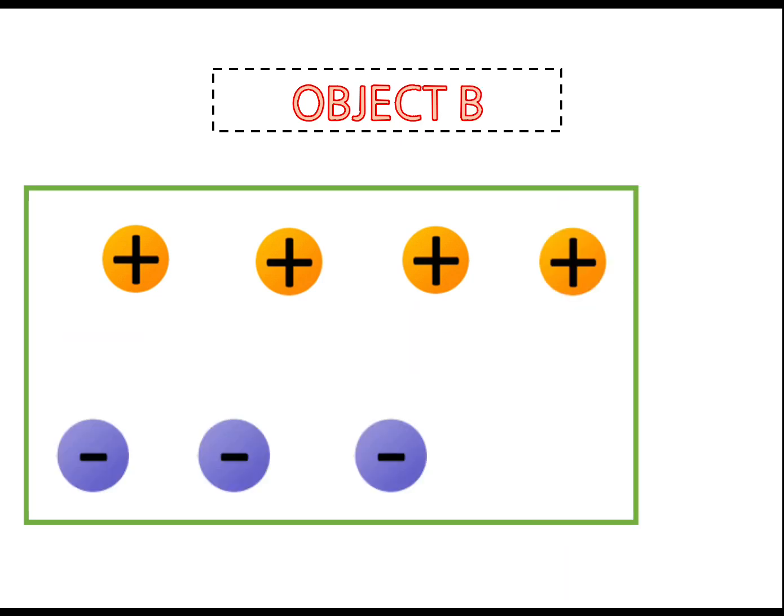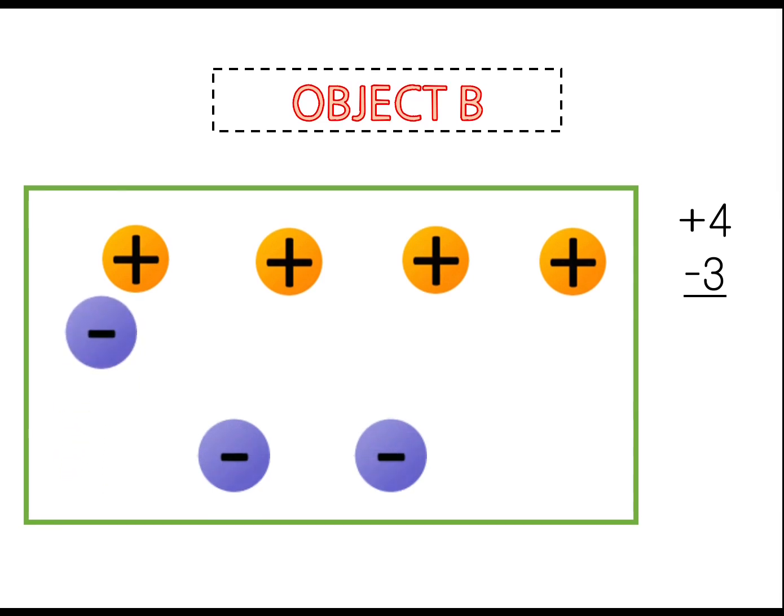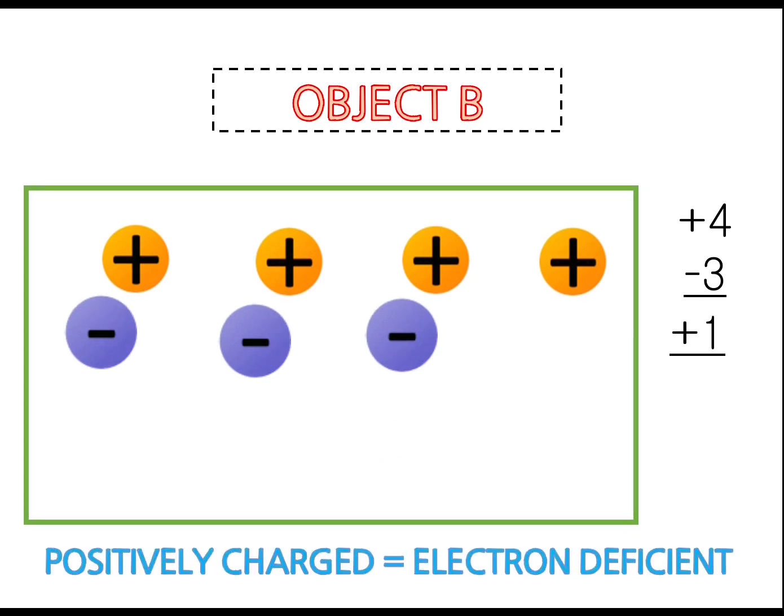Object B, there are 4 positive charges, +4. There are 3 negative charges, -3. The 3 negative charges will be attracted to the 3 positive charges, leaving 1 positive charge. Therefore, the net charge of this object is +1. We refer to this object as being positively charged because it is electron deficient. That indicates it has fewer electrons compared to protons.